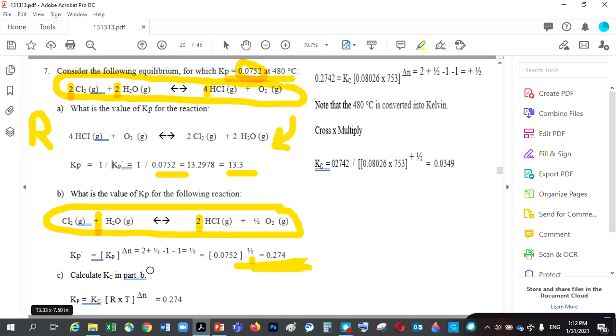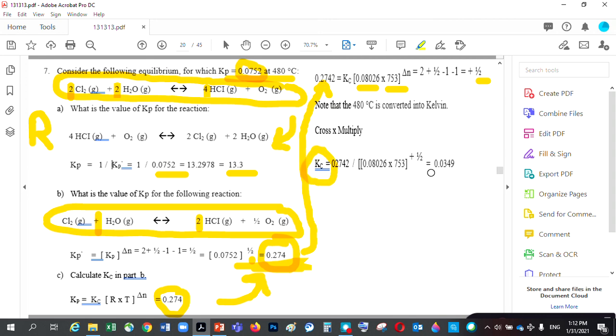In C, it said calculate Kc in part B. Well, we have Kp here. Kc will be the gas constant, which is 0.08206. Temperature is 480 degrees Celsius. You convert it into Kelvin, correct? And you set it up to be equal to that Kp you calculated in B. So now this is your Kelvin temperature, this is your gas constant, and delta n is as we said, half, 2.5 minus 2 is positive half, and this is 0.274 from the value here. Do your math, and then you can cross multiply. You can get your Kc value, which turns out to be 0.349.